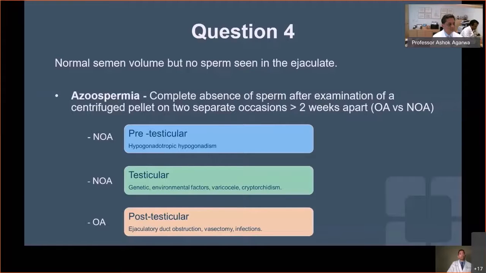Non-obstructive azoospermia can be broken down into pre-testicular causes, which are primarily hormonal, such as hypogonadotropic hypogonadism, such as Kallmann syndrome, or testicular, where there's an intrinsic problem with the testicle, whether that be genetic, environmental influences, a varicocele, cryptorchidism, etc. Obstructive azoospermia is considered a post-testicular cause and is more likely an obstructive process, such as ejaculatory duct obstruction, a history of vasectomy, or a history of infections, which can lead to scarring and ultimately obstruction.